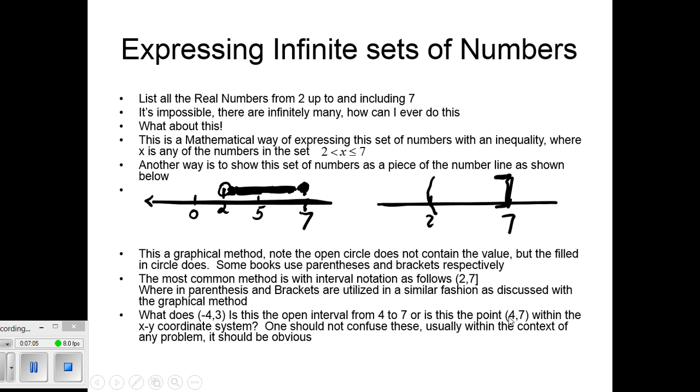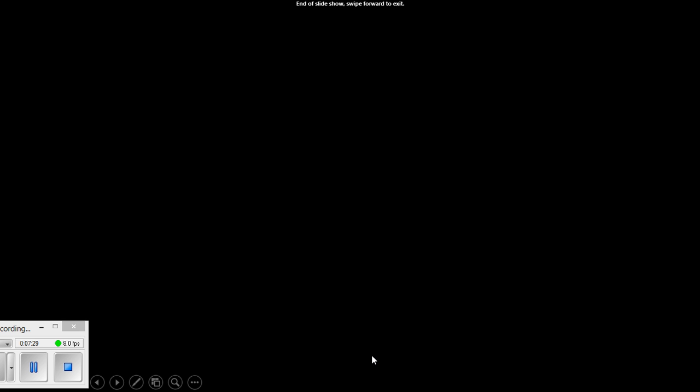So in the context of what we're talking about, this means all the numbers from 4 up to 7, which would be expressed in this notation with a 4 here, a 7 here, and a less than, and we would wipe out the bar here. That would imply that set of numbers. So that's how we're able to express infinite sets of numbers.